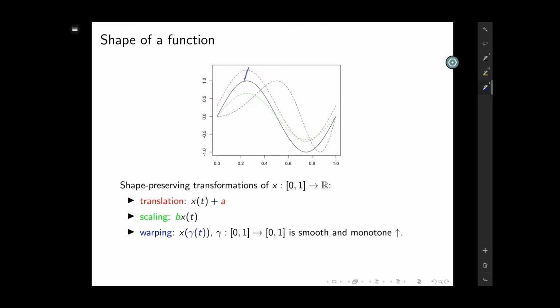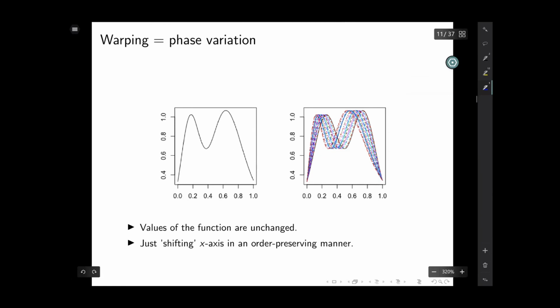So translation and scale can be dealt with in a fairly straightforward manner. The focus of this talk will be on the third one, which is warping. So my definition of shape will be essentially the black curve up to warping variability. This might be a fairly coarse definition of shape, but it does give us some useful properties.